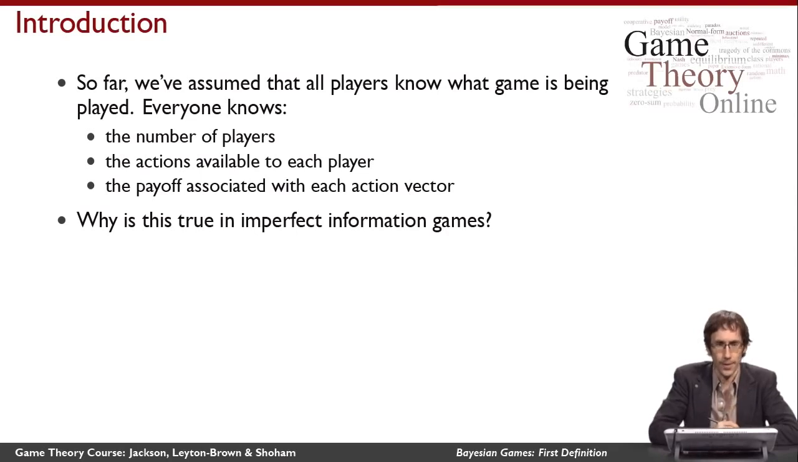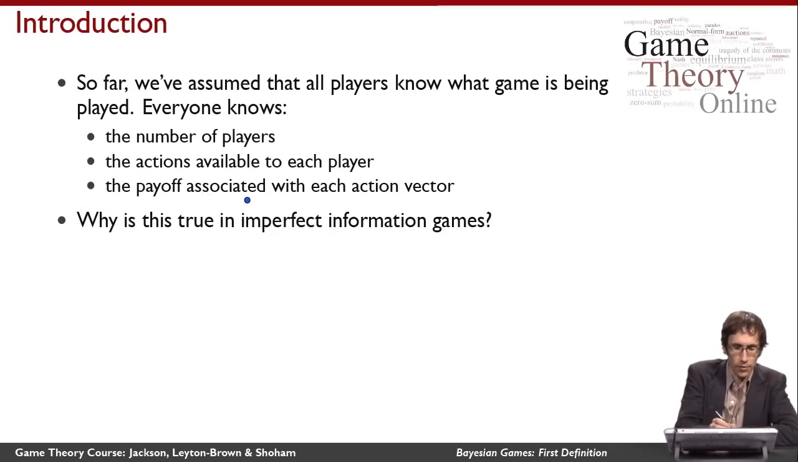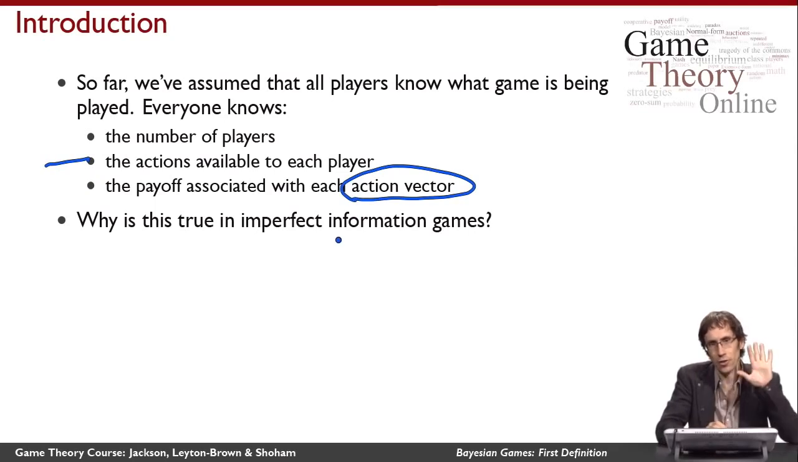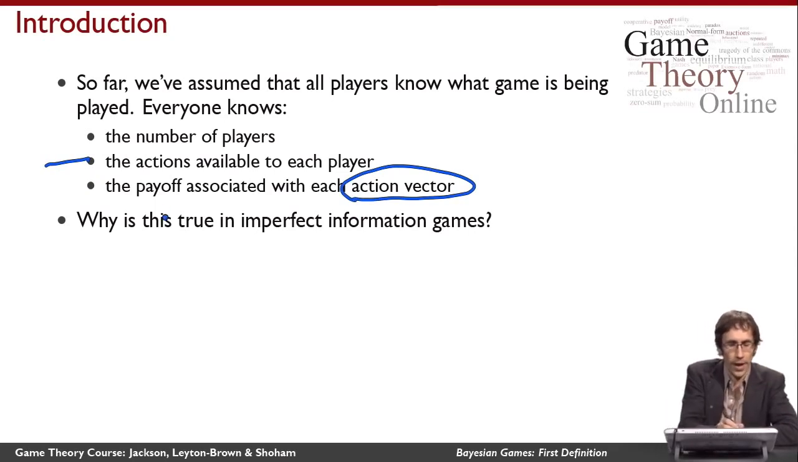So the reason why imperfect information games still have all of these things being true is that what you don't remember in an imperfect information game is what actions other players have played at the moment when you're about to take your own action. But it's still the case that you know what actions are available to everybody, and it's still the case that if you know what everybody fully did, a complete action profile by everybody, what payoff would result.